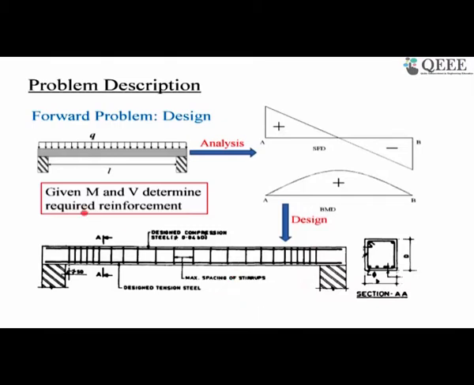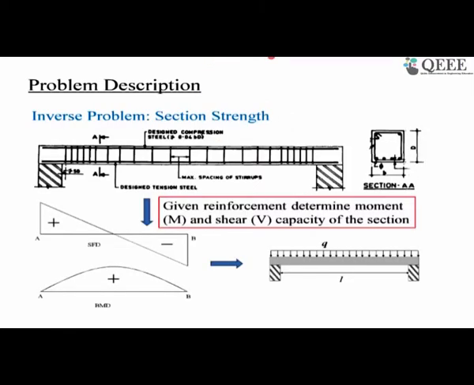Okay. So the problem description is we know the moment and shear force in a given beam, now you determine the required reinforcement. Or in addition to that, we know the bending moment and shear force, determine the cross-sectional dimension and also the required reinforcement. So this problem is the design problem. So this was the forward problem. Another problem is the inverse problem.